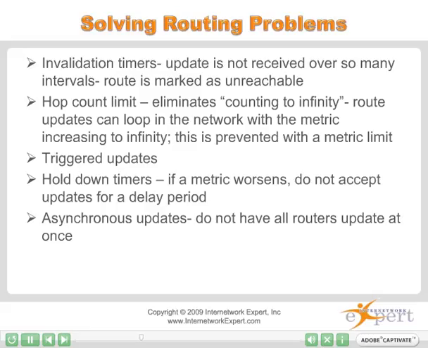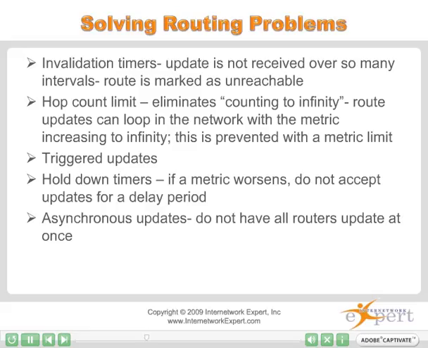Triggered updates are a great improvement. If there's a change in a particular prefix, the update will go out right away as opposed to waiting for the next update interval. And then there's the concept of hold down timers, which routing protocols can use. If the metric worsens for a particular route, routers can not accept updates for a specific delay period. There's also asynchronous updates. This ensures that all routers don't try and update each other at the very same time.